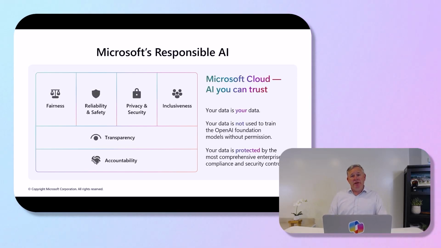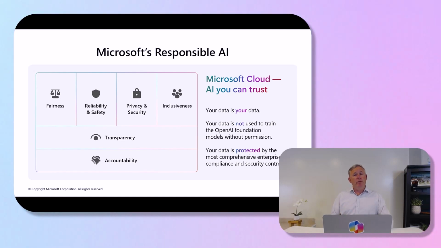Microsoft is completely committed to responsible AI practices. You can see on the screen the 6 responsible AI components: fairness, reliability and safety, privacy and security, inclusiveness, transparency, and accountability. I want to spend just a minute here talking about privacy and security. At Microsoft, Copilot is our second priority. Our first priority is security.